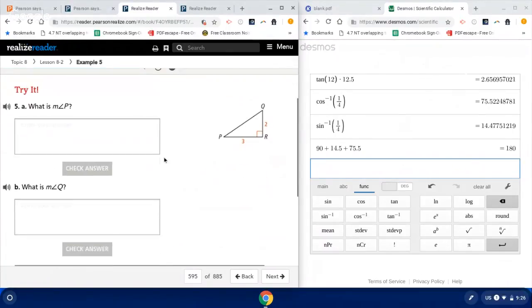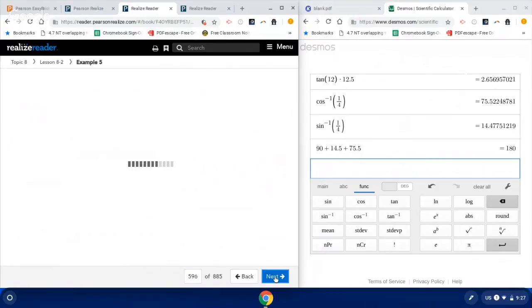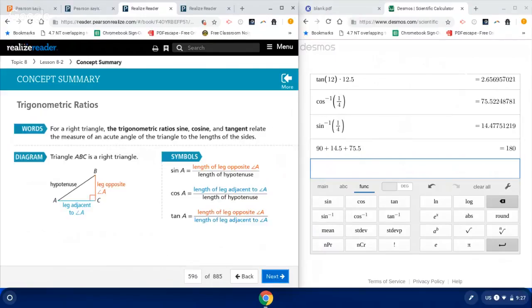So here are more of the same question where it's going to ask us to find the measure of P. I'm going to say that's opposite over adjacent, and then use that backwards function to find that out. So here's the rules again. Got to know those.